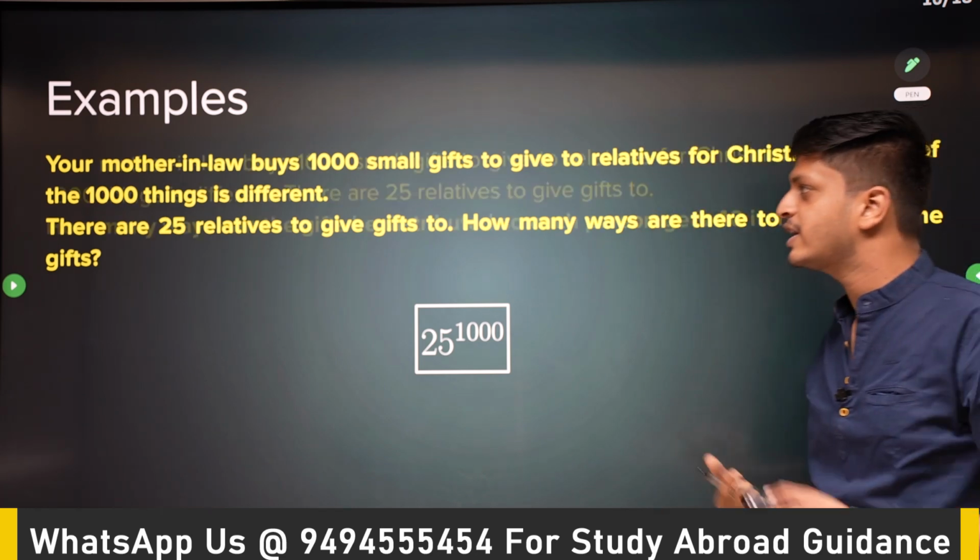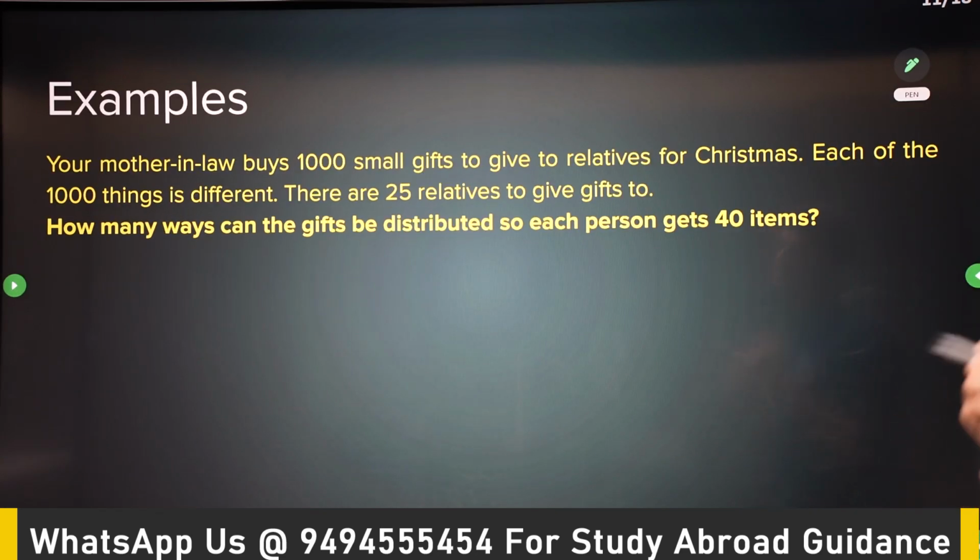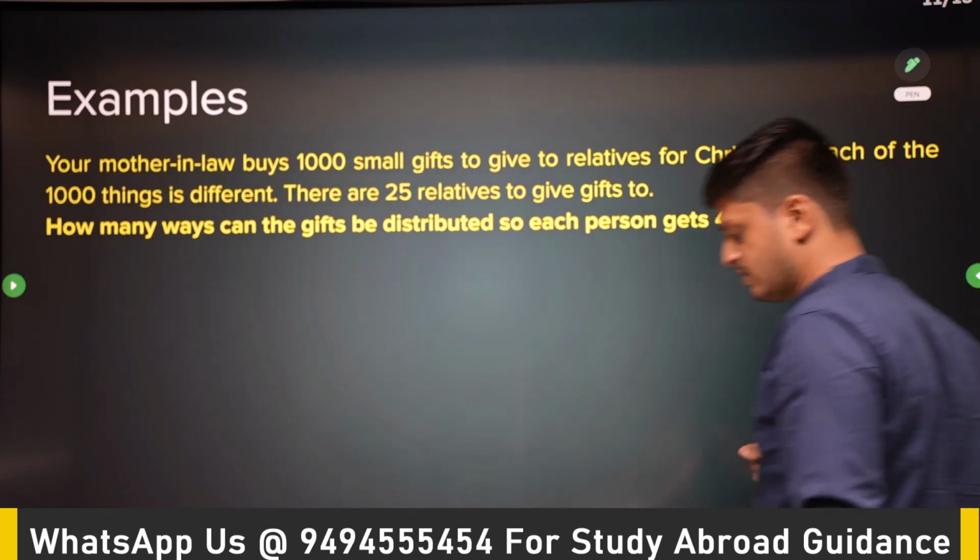Now let's see another variation of the problem. Again, your mother-in-law buys 1000 small gifts to give to relatives for Christmas. Each of the 1000 gifts is again different. Again, there are 25 relatives to give these gifts to. But now, how many ways can these gifts be distributed so that each person gets 40 items?